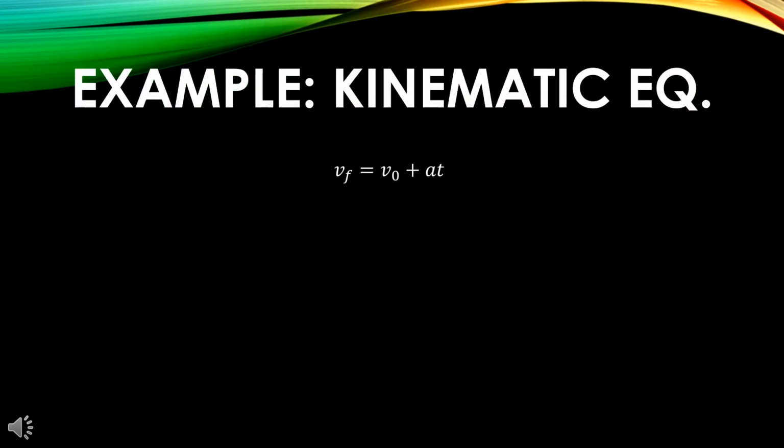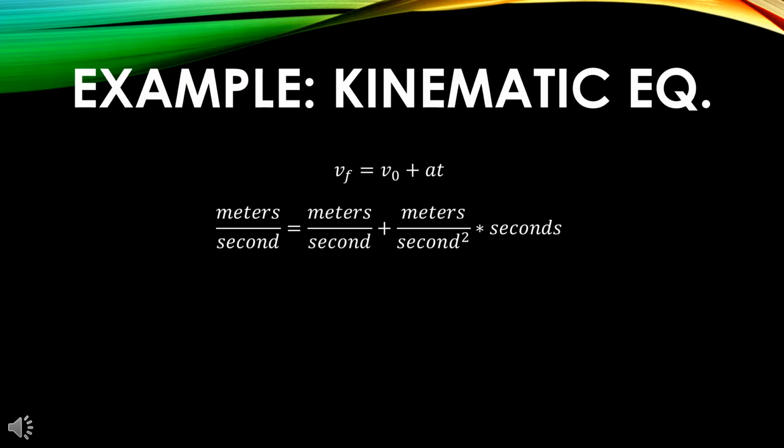Here we have the first kinematic equation. The final velocity equals the initial velocity plus acceleration times time. Let's look at this in terms of what we measure them in. So velocity is measured in meters per second, acceleration is measured in meters per second squared, and time is measured in seconds. If we take these and think, okay, I have meters. What is meters a unit of?